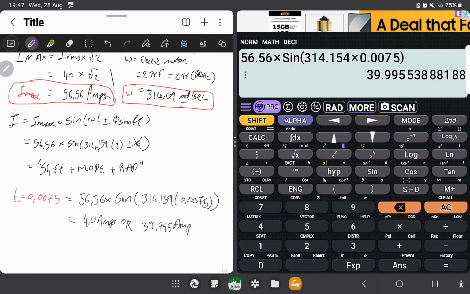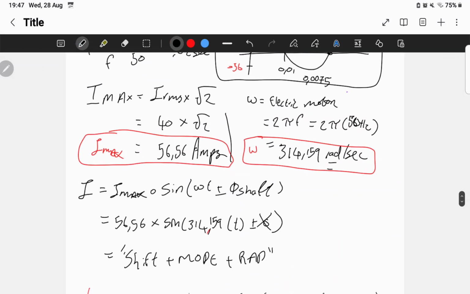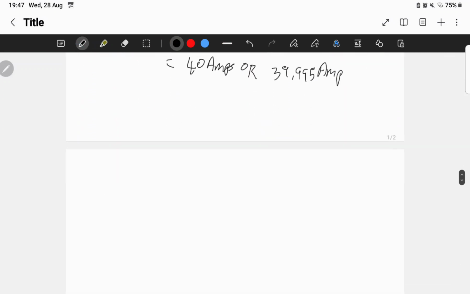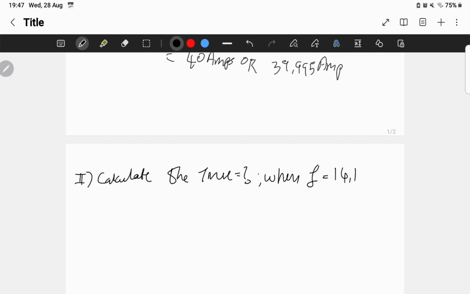So now I'll close the calculator and do the second part of the equation. So now number 2, it says calculate the time. They want us to calculate the time when I is equal to 14.14 amps, right?